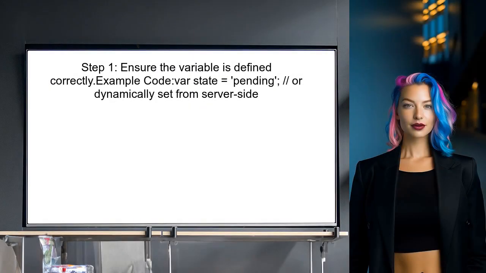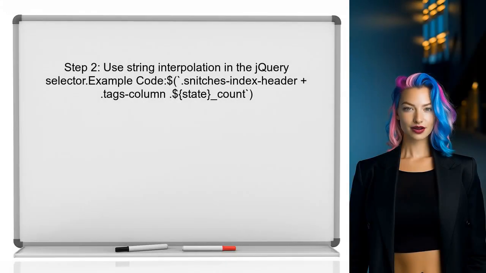To begin solving this issue, the user needs to ensure that the variable is correctly defined and accessible. First, let's confirm that the variable state is properly set up to hold the desired value. Next, the user should use string interpolation to include the variable in the jQuery selector. This can be achieved by using template literals, which allow for easier variable insertion.